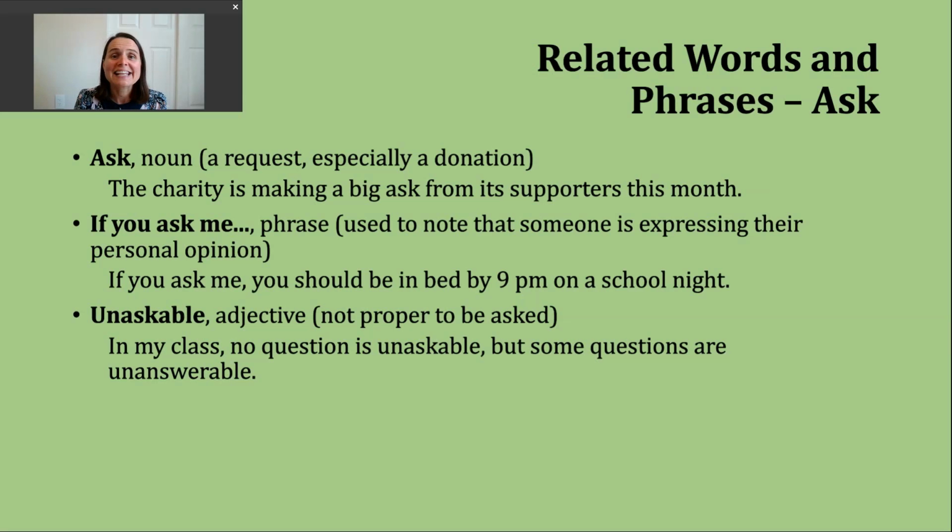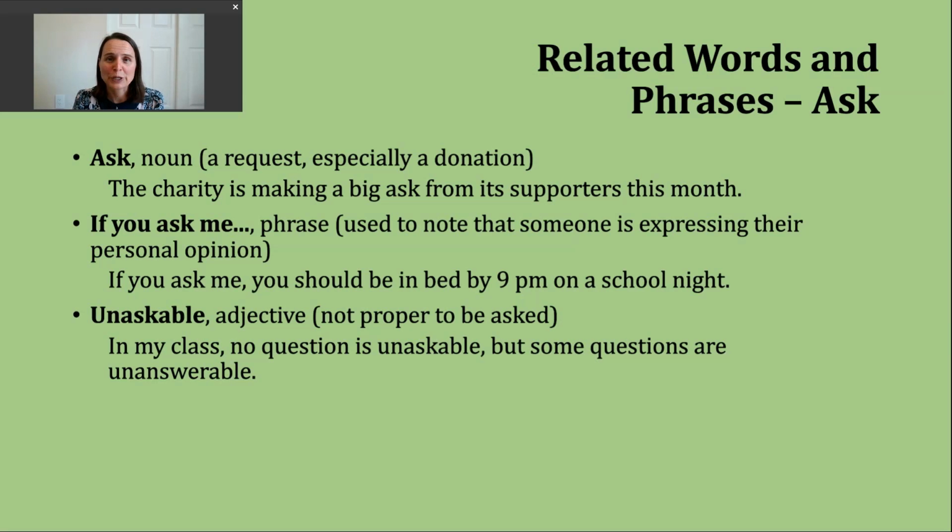The next thing we're going to look at is the phrase, if you ask me. You might hear people use this occasionally, and the purpose of this is to note that someone is expressing their own personal opinion. Okay, so not a rule, not a law, not a fact, but what they believe. So the way you might hear it is generally at the beginning of a sentence like this. If you ask me, you should be in bed by 9 p.m. on a school night. Right? Maybe this is something a parent is saying to a child.